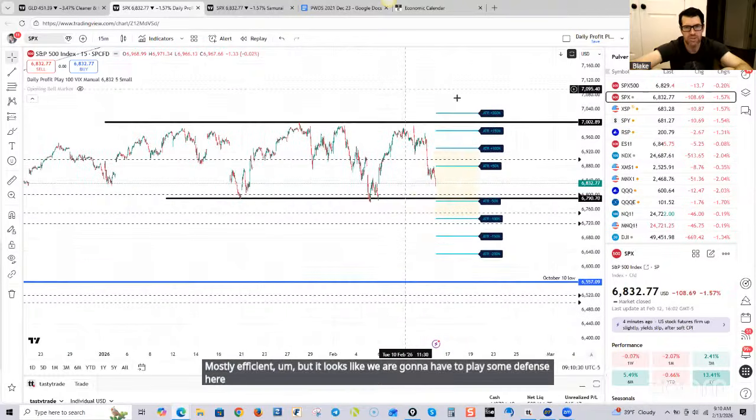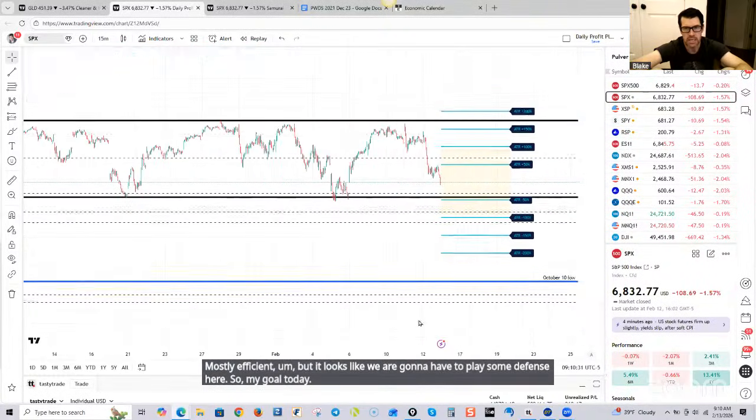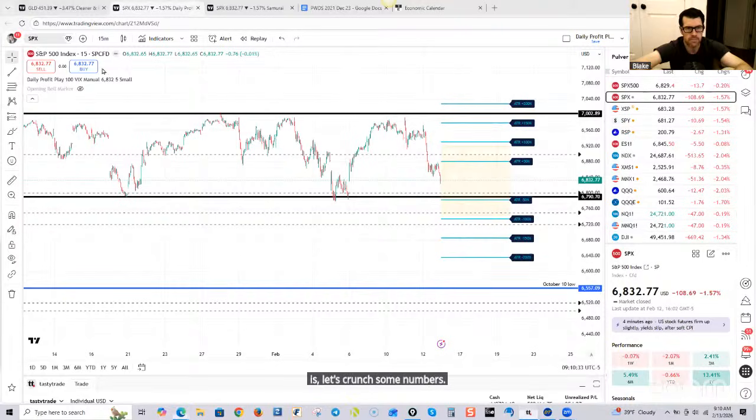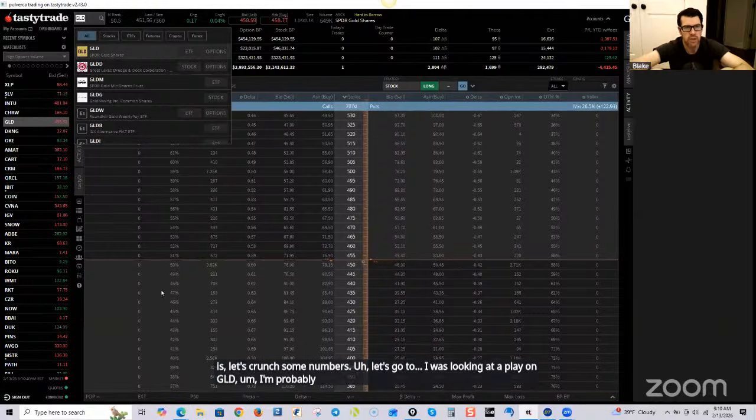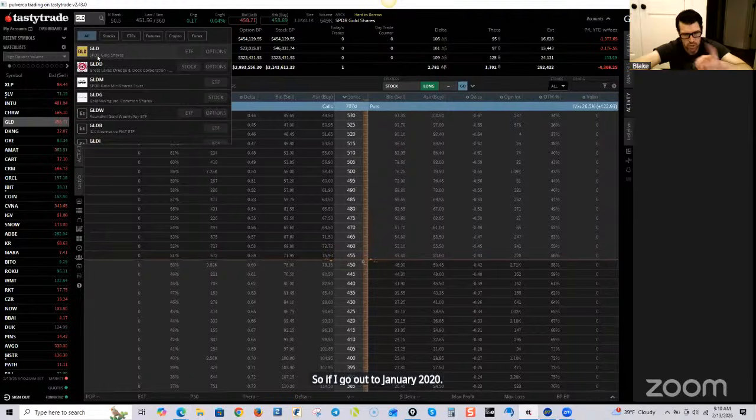So my goal today is, let's crunch the numbers. I was looking at a play on GLD. I'm probably going to do this. So if I go out to January 2028, so it's almost 2 years out.